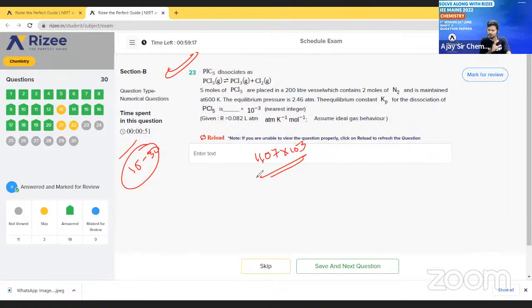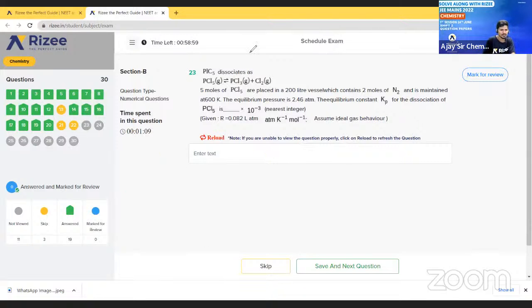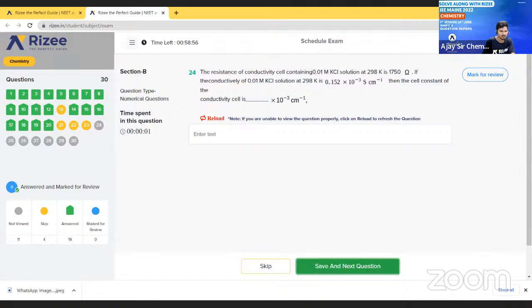Don't worry. If 10 numericals come, you will definitely know 5 questions. They will definitely give easy ones, but sometimes they will give hard questions like this. As I discussed, this is a very hard question and this is also a very hard question. Just note this. So let us go to the next one.